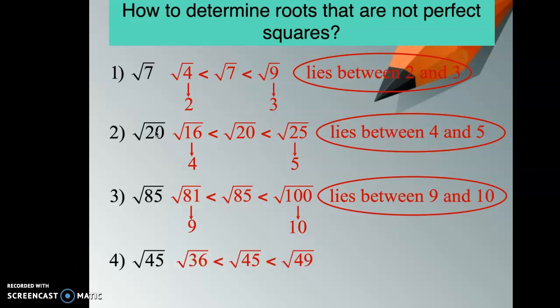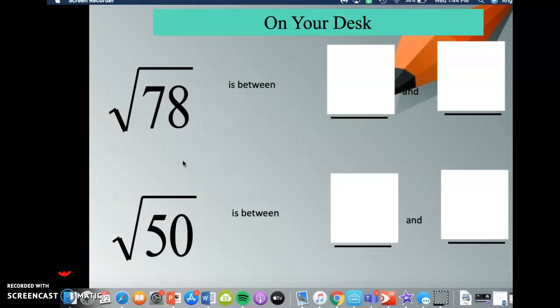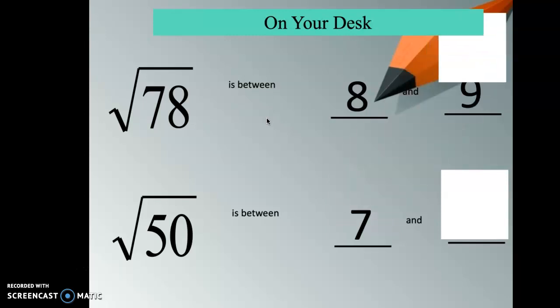Next one. 45 is between 2 numbers, 36 and 49. So the root of 36 is 6 and the root of 49 is 7. Therefore, it will lie between 6 and 7 when you are putting this on the number line. Go ahead and do this on your practice paper or your whiteboard. Pause the video before I show the answer. The root of 78 is between 8 and 9 because 8 squared is 64 and 9 squared is 81. The last one, 50 is between 7 and 8.